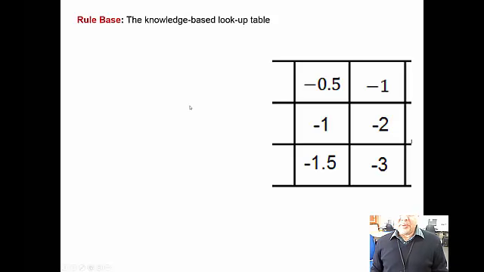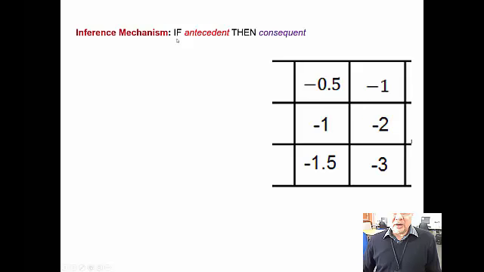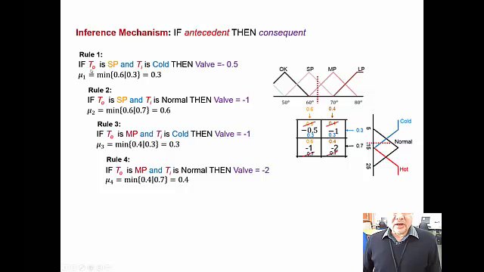The second element of the process, the rule base, the knowledge-based lookup table. Where did we get that from? From the operators or the experienced engineers who know the process very well. The third step was the inference mechanism, and we implemented it here with if-then statements. The example we just considered, when the temperature was 64 degrees and the inlet temperature was 16 or something like that, these are the if-then.